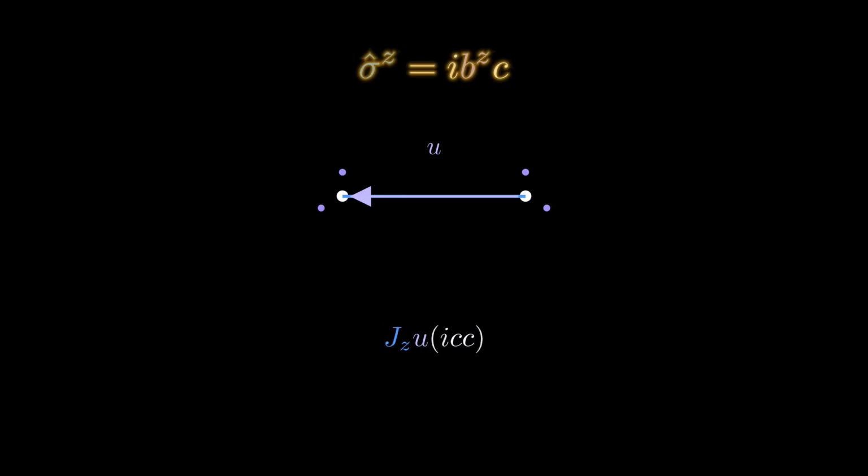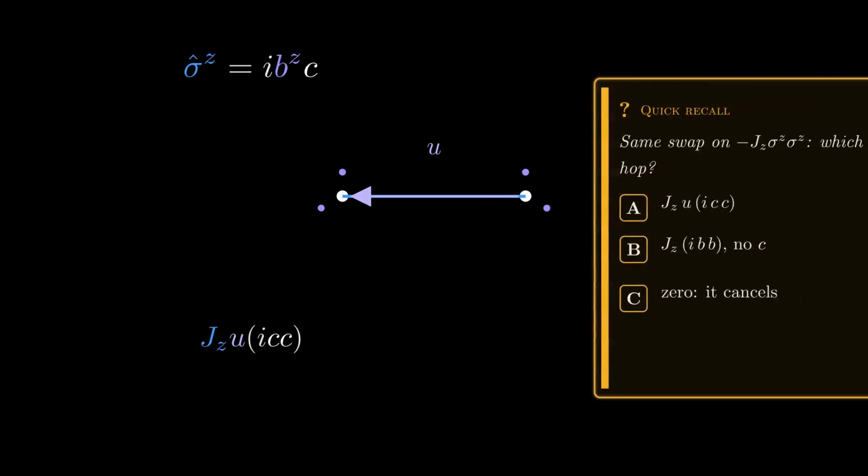Try it yourself on a piece you haven't seen. Take this fresh bond written in spins, and using the same swap, work out which hopping term it turns into. Lock in your answer, then watch it happen.